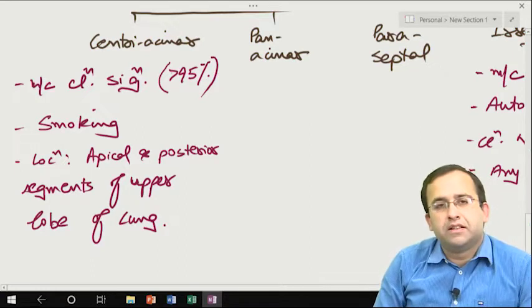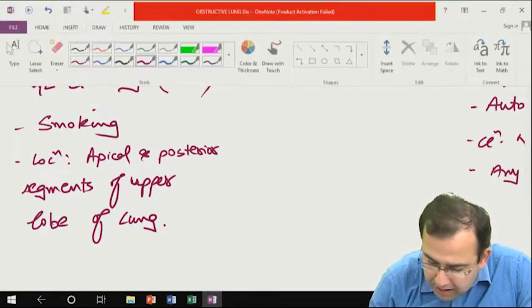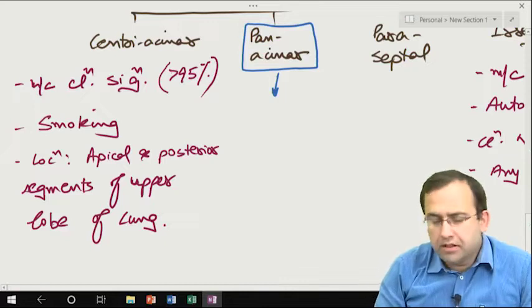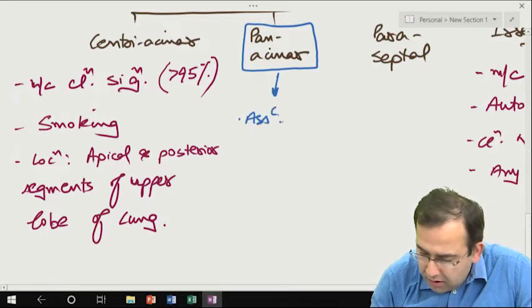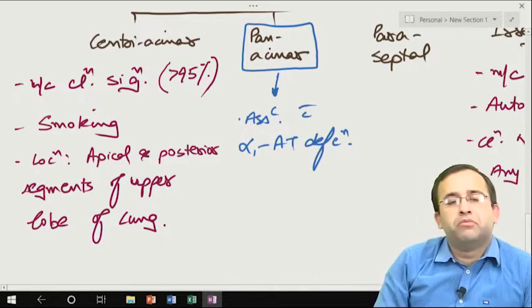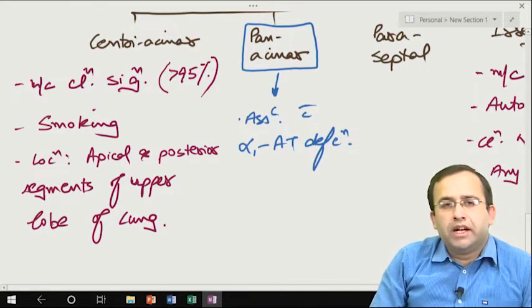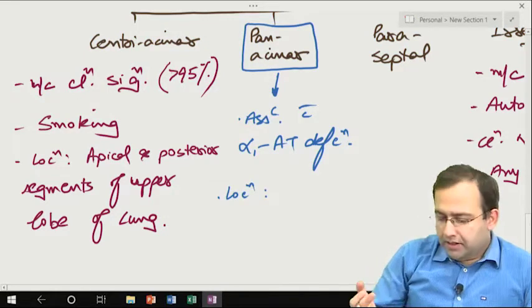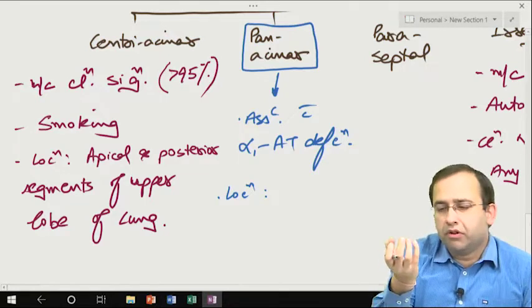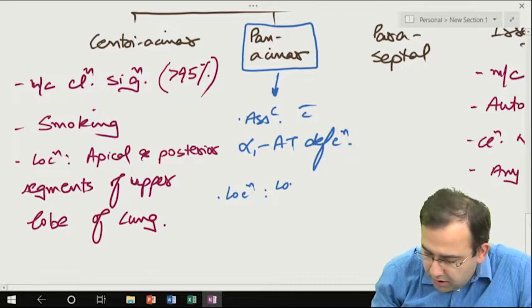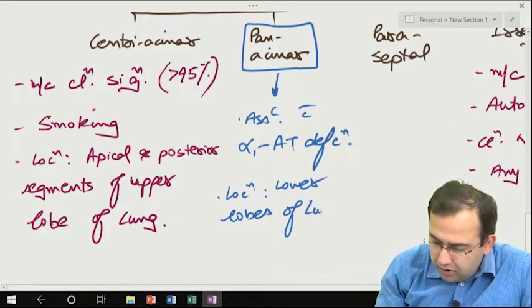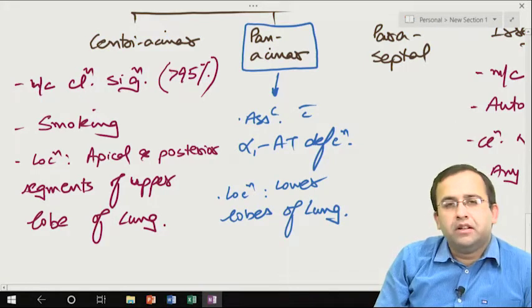This is centriacinar emphysema. Next, panacinar emphysema, this is associated with which disease? It is associated with alpha 1 antitrypsin deficiency. Extremely important. Next point, location. Easy to remember. Panacinar. The whole acinus is involved, so it comes and settles down. Location. Lower lobes of the lung. That is panacinar emphysema.